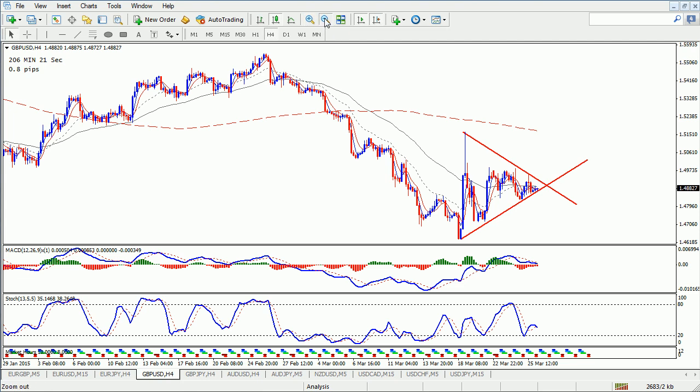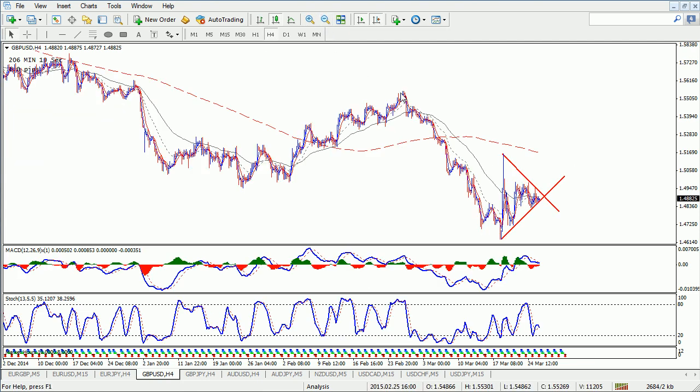If I zoom out a little bit, what we've got is this nice long move to the downside, and then a shot back up and this tightening range. So what we have is a 70% chance that there's going to be a breakout, and that breakout is going to be to the downside.